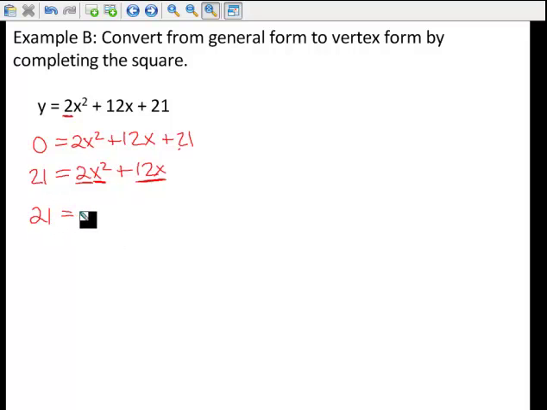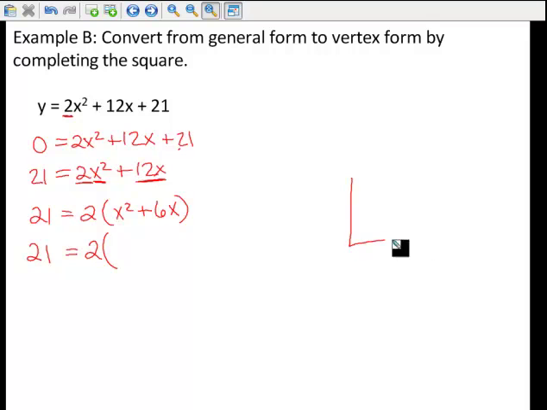And this one's pretty easy here. 2 times the quantity x squared plus 6x would factor us to 2x squared plus 12x. So this 2 times the 6x would give us that 12x. And now we can work with a leading coefficient of 1 here. Okay, so 21 equals 2, and then I'm going to leave some space here because we have to complete the square here with x squared plus 6x.